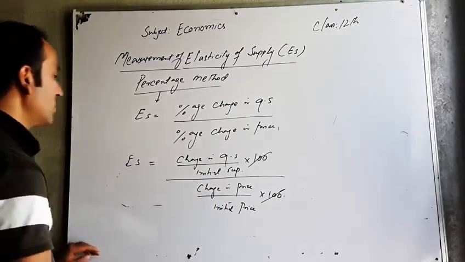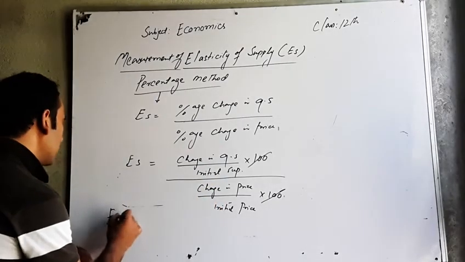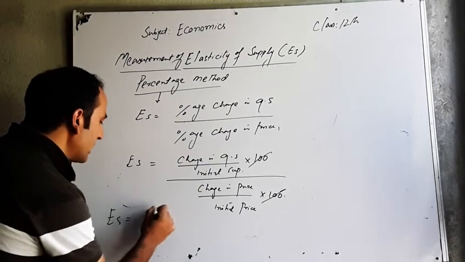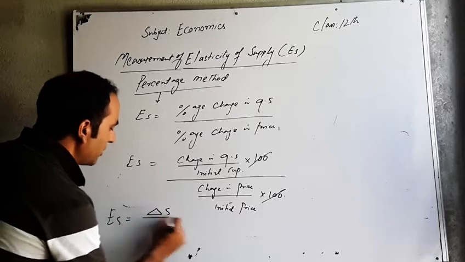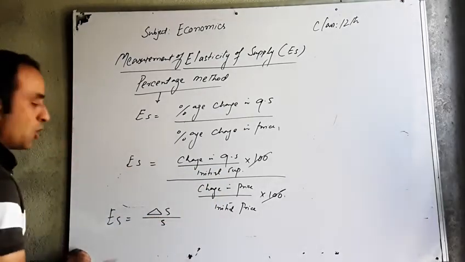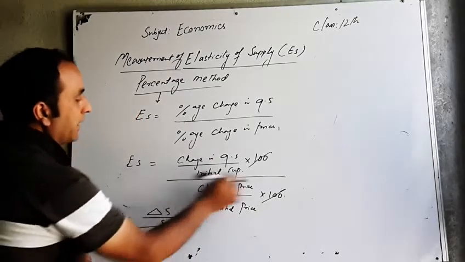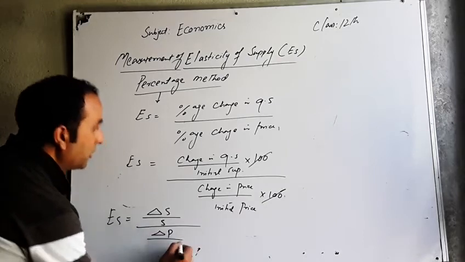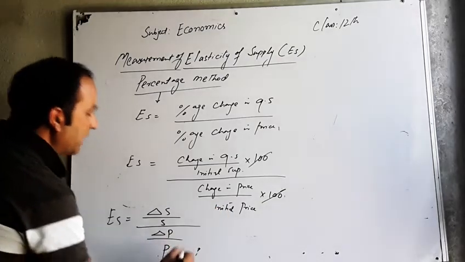So this is change in quantity supply divided by initial supply, whole divided by change in price divided by initial price. If we represent this symbolically, we will write change in S divided by initial supply S, whole divided by change in price, delta P, divided by initial price P.